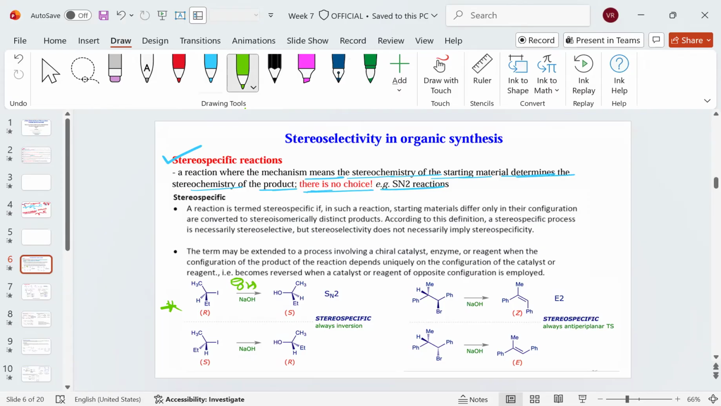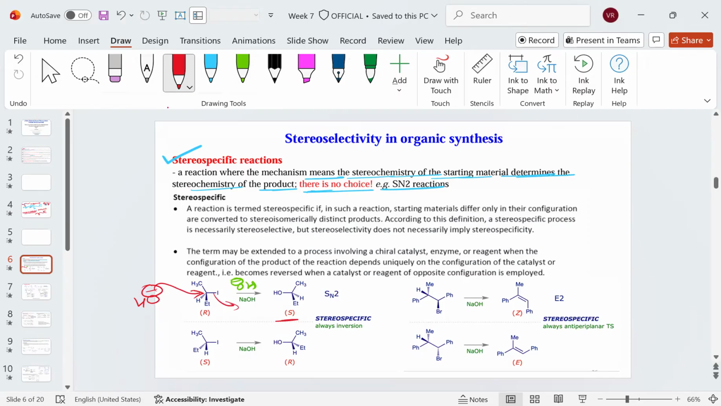So this OH minus shows attack on the opposite side. So this OH negative attacks on this carbonyl center and this iodine gets eliminated. Now if you look at the stereochemistry of the final product, it is exactly opposite to the starting one. So this is basically an example of a stereospecific reaction.